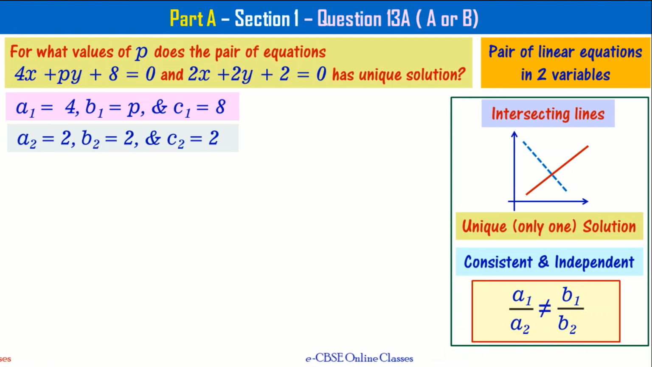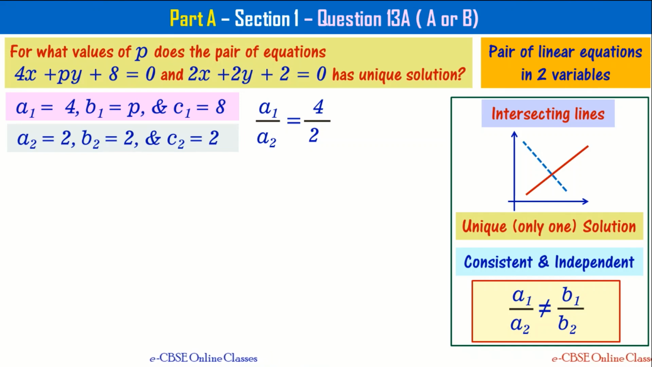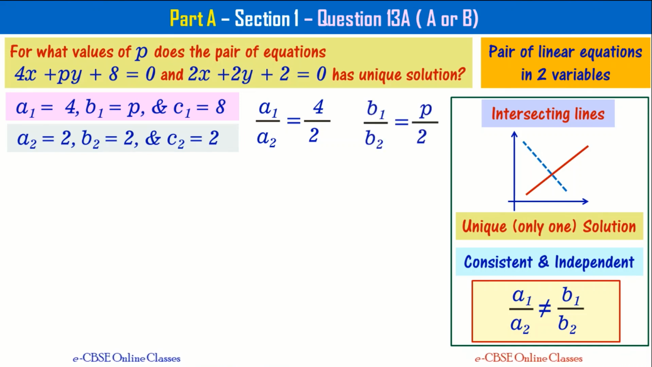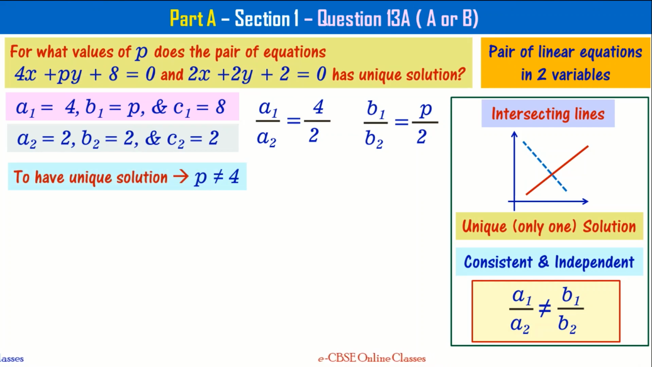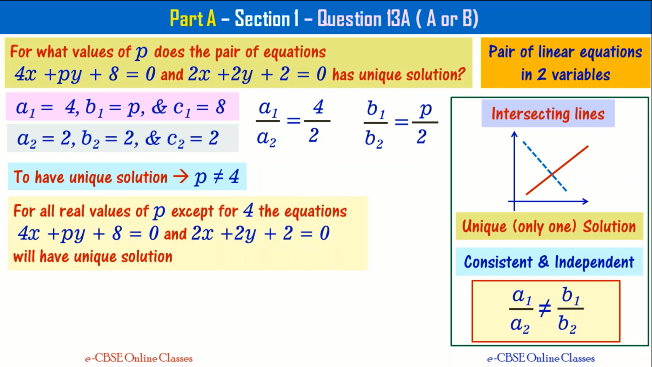It means that a1 by a2 should not be equal to b1 by b2. a1 by a2 is 4 by 2, b1 by b2 is p by 2. So to have unique solution, p shouldn't be equal to 4. Any other number is fine. So to answer the question, we say that for all real values of p except for 4, the equations 4x plus py plus 8 equal to 0 and 2x plus 2y plus 2 equal to 0 will have unique solution. Please take a note of that.